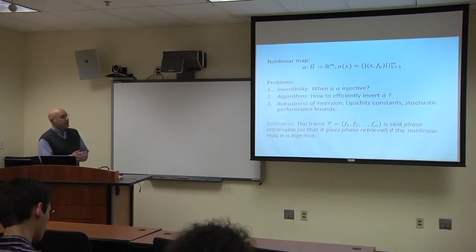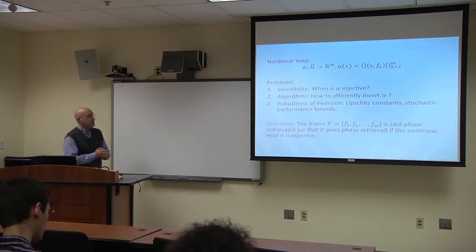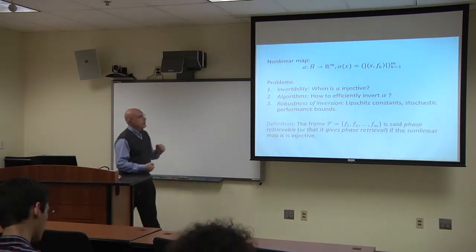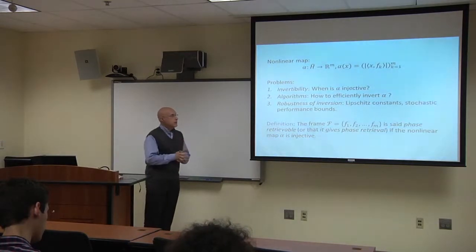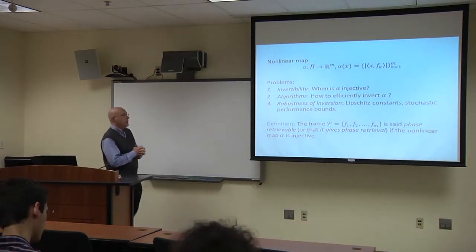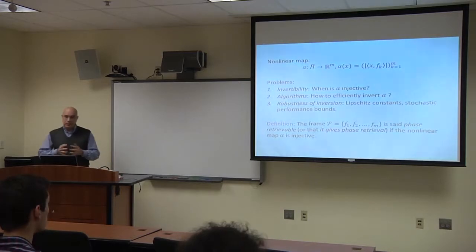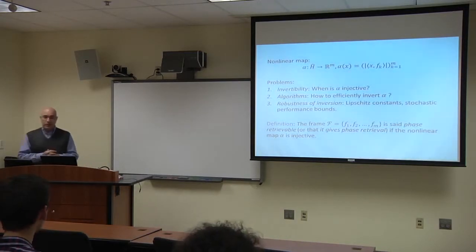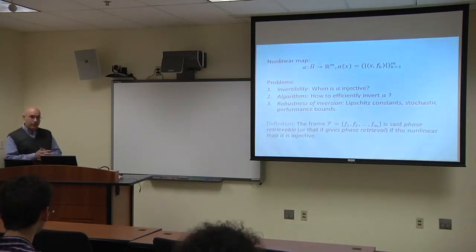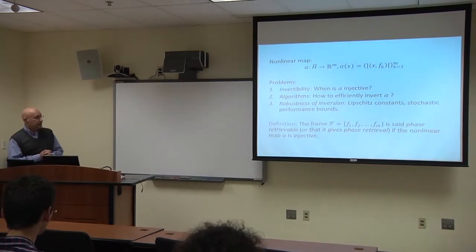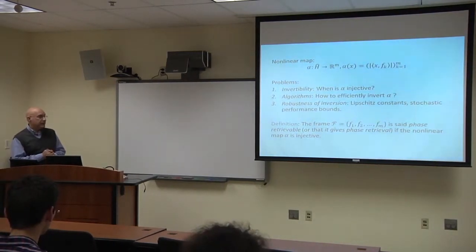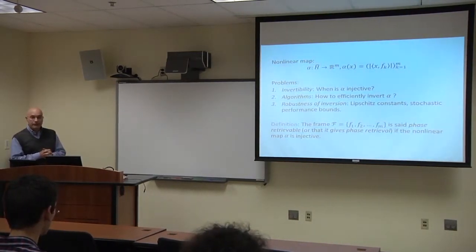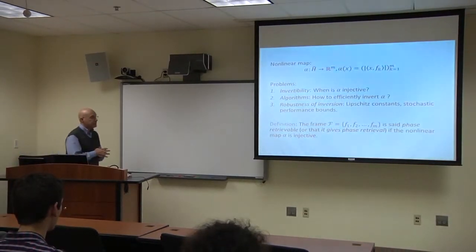Then the second issue is the algorithms. If it's injective, how to invert efficiently. And the third thing is robustness of this inversion. So I'd like to understand, if in principle alpha can be inverted, how well can we perform such an inversion? Whenever we have an algorithm, you can compare to such bounds. There are deterministic bounds like Lipschitz constants and stochastic bounds like the Cramer-Rao lower bound. We're going to discuss both of them.